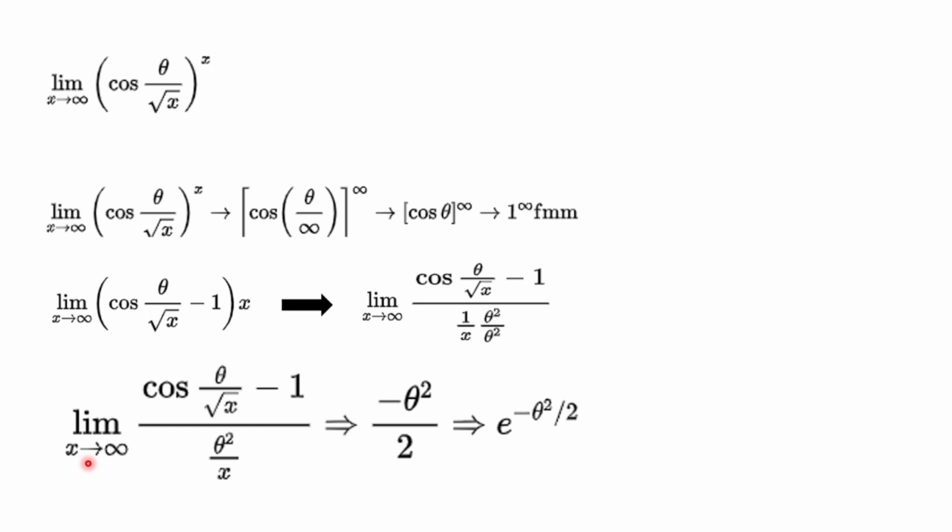Now we will get limit as x tends to infinity of (cos of theta by root x minus 1) divided by theta squared by x. Since this is minus 1 by 2, as we've seen in the standard limits, we will get minus theta squared by 2 because we registered the theta squared right here. That implies we will get e power minus theta squared by 2. That is the solution of the problem, and I hope you understood how we solve the 1 power infinity problems. Thank you and see you in the next video.